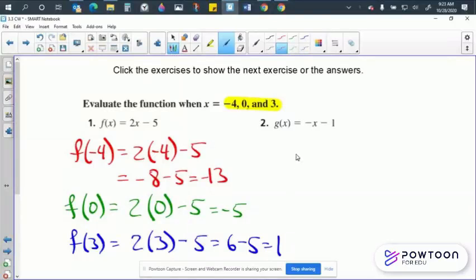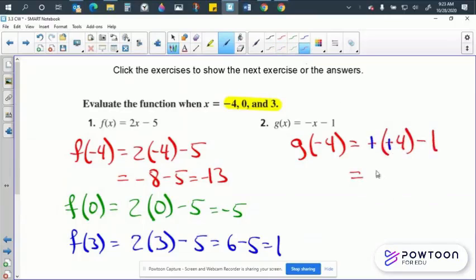And now find g at negative 4. We should have negative 4 minus 1. That turns to plus 4 minus 1, which equals 3.